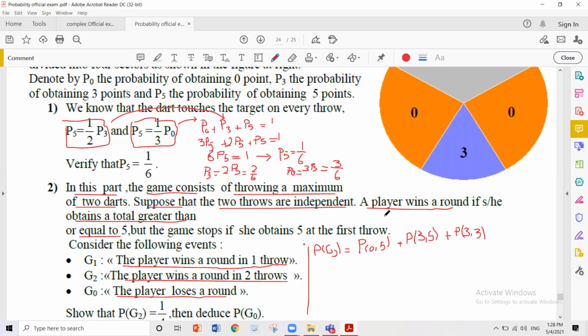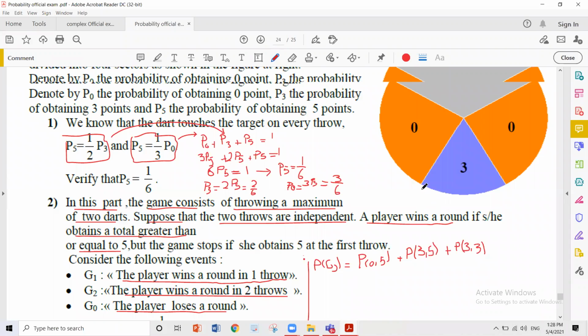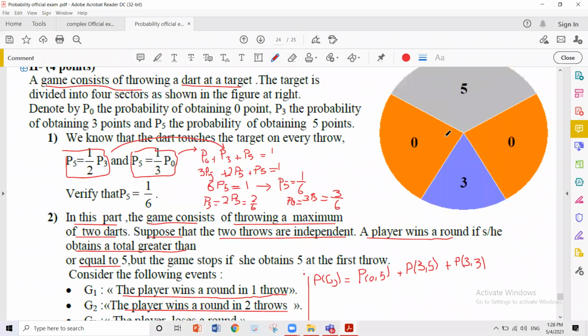Is there anyone else? Is there anything else besides these? No. Sure. We had 0-5, and 0-3: he did not win the game because the sum is 3. Then 3-3 or 3-5.